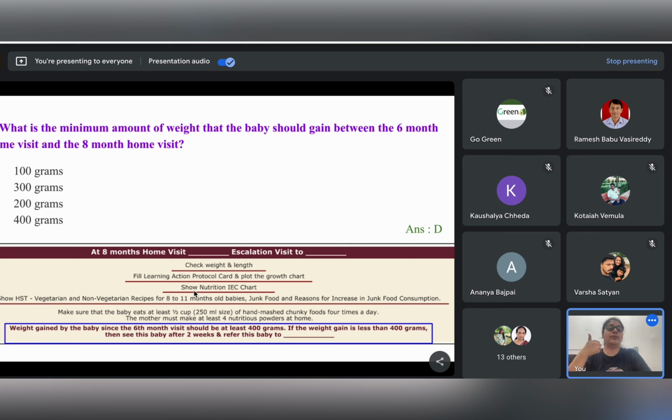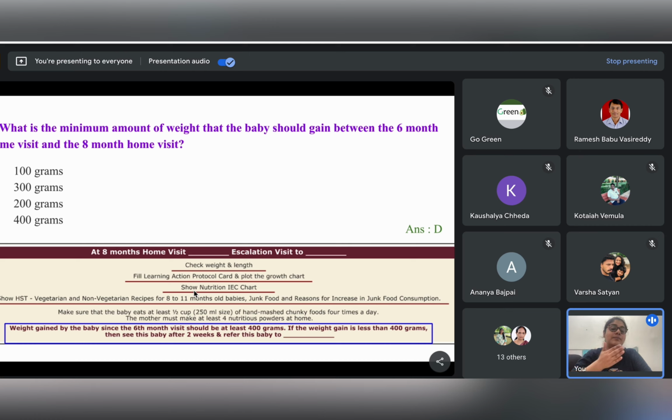So to properly check the weight gain and also whether the child is being adequately fed, the frequency of the food, the amount of the food, and the consistency of the food, what kind, the nature of the food, what is being fed.